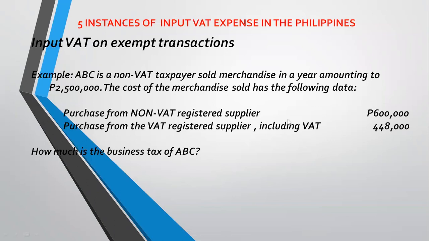So how much is the business tax of ABC? We have 2,500,000 times what? Anybody, any guess, what is the possible business tax of ABC? It's in the provided example. Or what kind of business tax is ABC subject to? Is it OPT or VAT? OPT, sir. OPT of 3%, correct. So ABC is subject to 3% OPT.